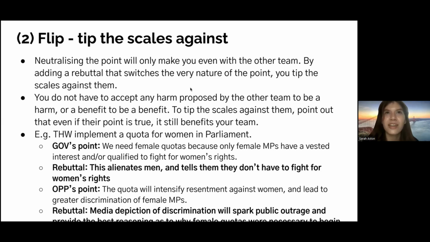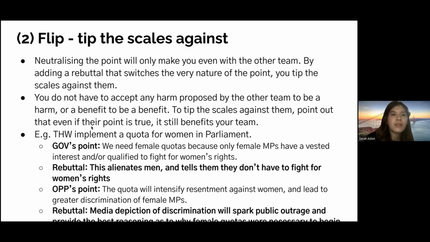So I think this is very natural for a lot of debaters to already have a sense of questioning, right? So to tip the scales against them, point out that even if their point is true, it still benefits your team. Okay, so let's look at this. The same motion on how we're able to implement a quota for women in parliament, Gov would probably talk about how we need female quotas because only female MPs have a vested interest and are qualified to fight for women's rights. So what Gov is saying is that we need these MPs because they're the ones who are going to do it. They're the ones who are the most qualified to do it. Okay.